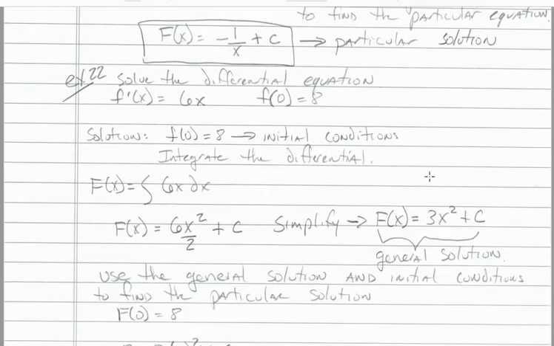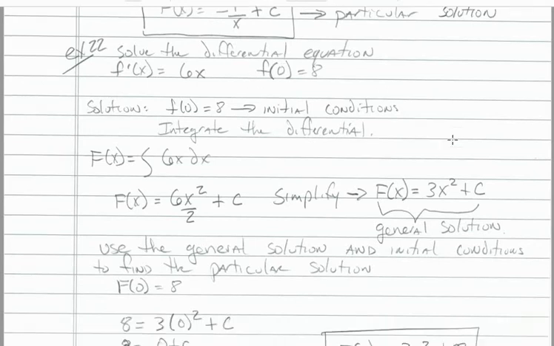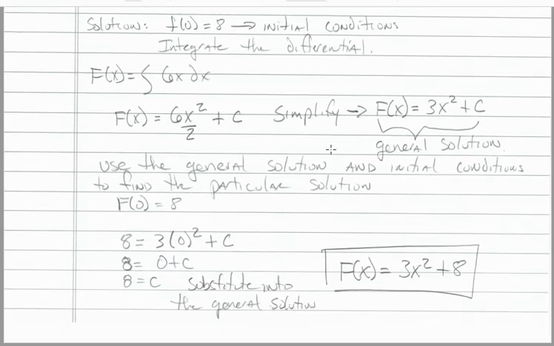Okay, let's look at another one here. We want to solve the differential equation. We have when f prime of x is equal to 6x and f of 0 is equal to 8. So this is what we're going to have to integrate. This over here on the right hand side, the f of 0 equal 8, that's our initial condition. Okay, so break that up. So now we have the integral of 6x dx.